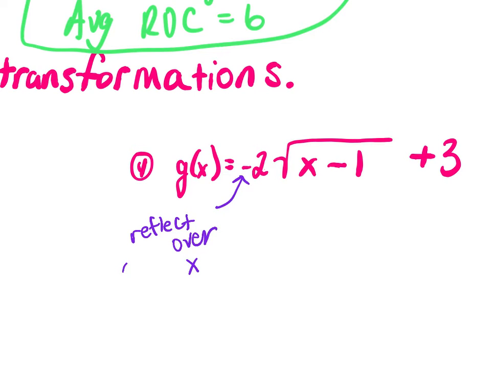Over the x. Good. Then I have a 2 out in front. That's a vertical stretch. Some of you just put stretch or compression. I didn't give you full points because I need to know if you know it's vertical or horizontal.